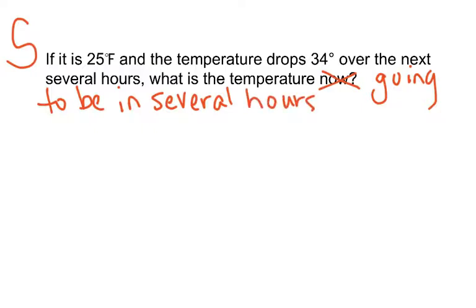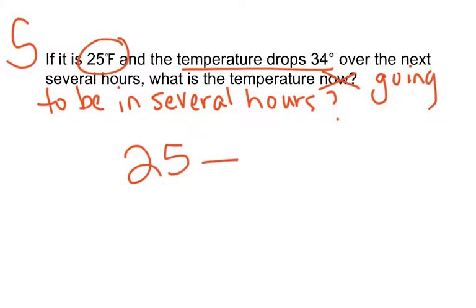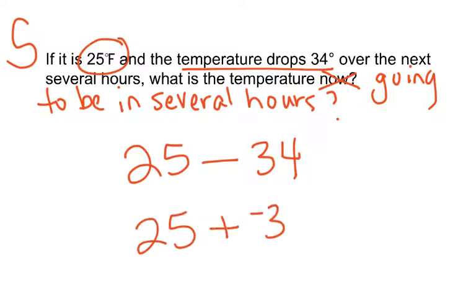So that would make more sense with this question. We're going to begin at 25 degrees, and again we're saying Fahrenheit, and then the temperature is going to drop, so it's going to go down 34 degrees. Another way to write this is 25 plus negative 34, but you can write it either way, and that is our translate. So we're going to translate our problem using the operation of subtraction because it's dropping.